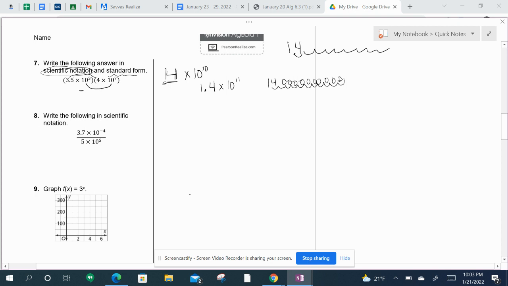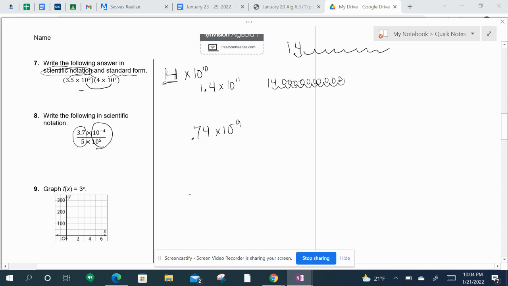Number 8, still writing in scientific notation, but a division problem this time. I start with the whole numbers, taking 3.7 divided by 5, and I get 0.74. And then exponents, I subtract. So -4 minus 5 becomes 10 to the -9.